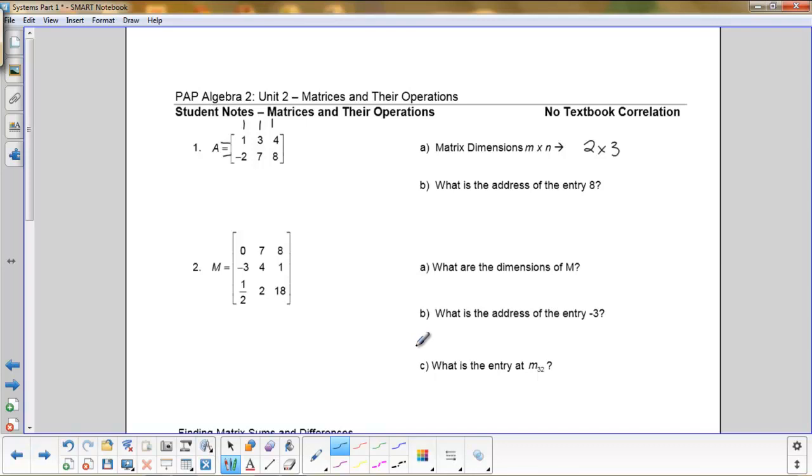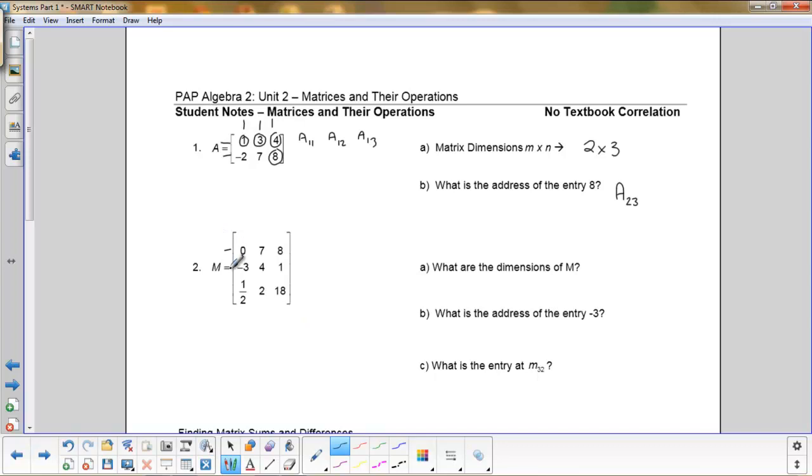The address is counted: this is row 1, column 1, row 1, column 2, row 1, column 3. So each of those addresses is going to be A1,1, A1,2, and A1,3. The value that we're trying to locate is the value of 8. So that's going to be at row 2, column number 3. So we label it as A because that's the name of the matrix. And that's going to be row 2, column 3. And those are subset numbers like that.